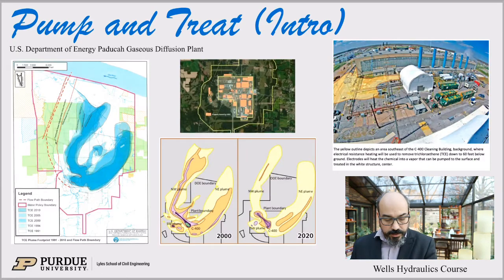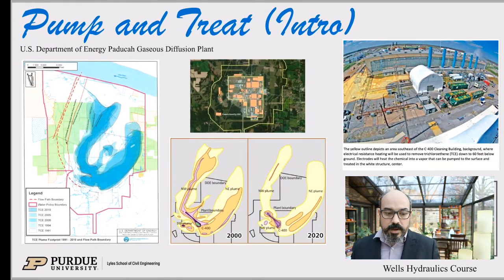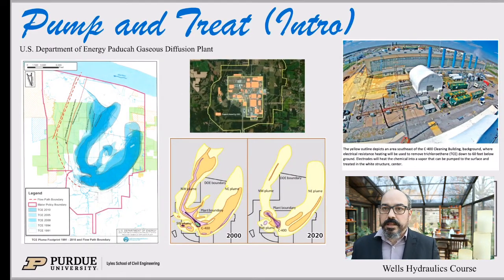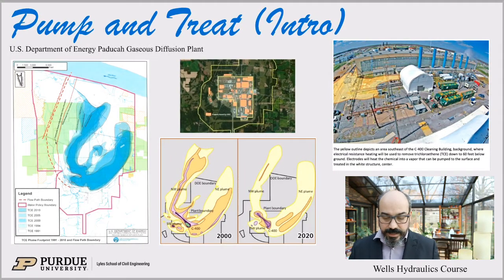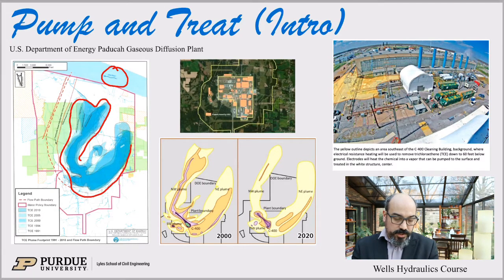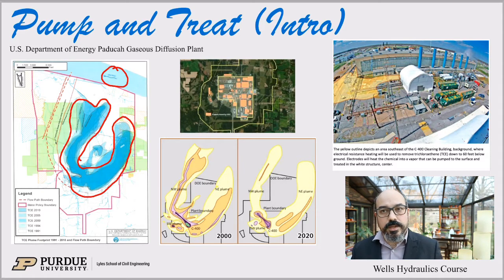Okay, here's an example of the Paducah plant. So this is a large site, many hectares, tons of acres, and this is a classic example where you have the Ohio River here. The site itself is right near the confluence of the Ohio and the Mississippi, right over there, and you can see here a plume of TCE, which is trichloroethylene, and essentially this is used.